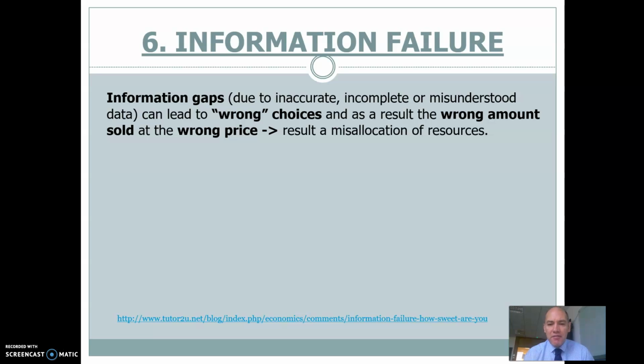Okay, information failure, what are we talking about? There are potentially information gaps. So there is inaccurate, incomplete, or misunderstood information. As a result, it can lead to wrong choices for consumers, and they purchase the wrong amount at the wrong price, so either too much or too little, leading to a misallocation of resources.